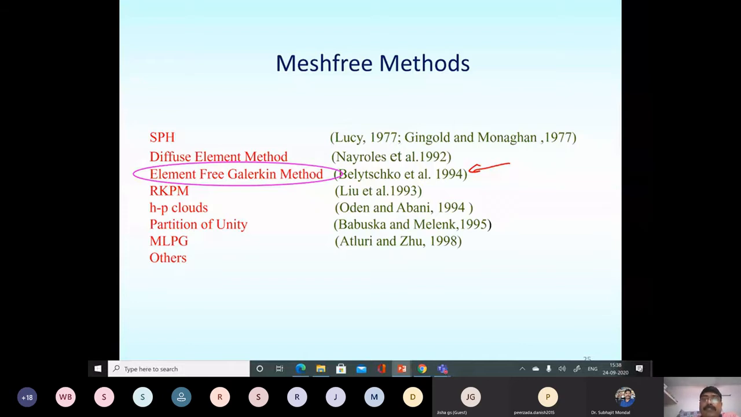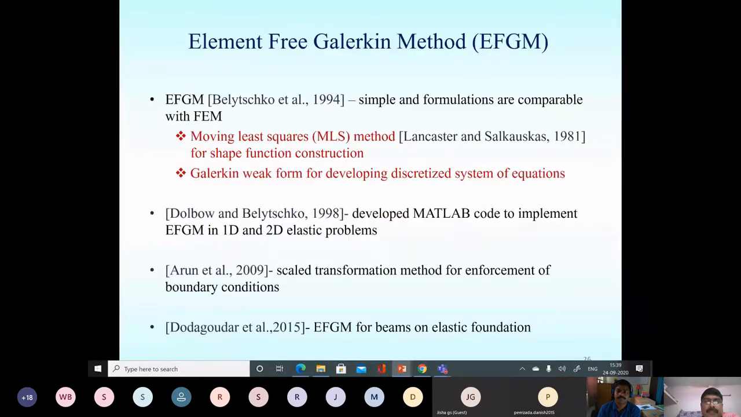Okay, so introductory papers are very good to start with this particular technique. In EFGM, it's very similar to FEM, so that's why it became popular. And we use again moving least square approximation, and we will use the Galerkin weak form for the discretized system of equations as in FEM. So that is why it has a similar formulation as in FEM.